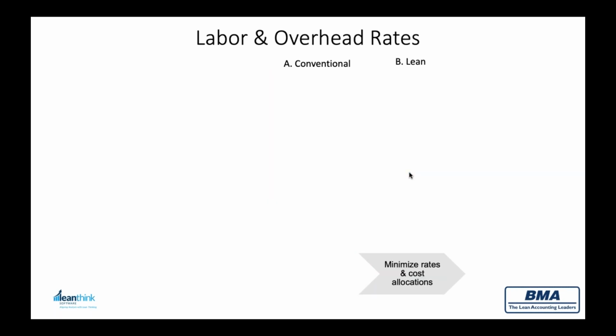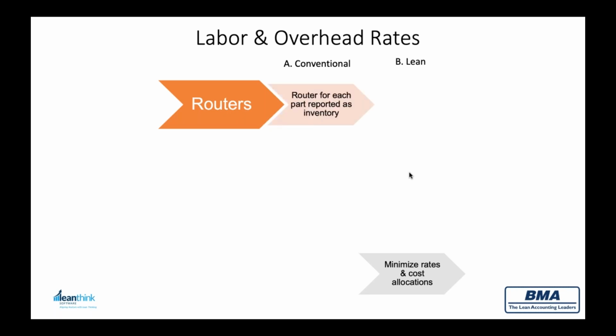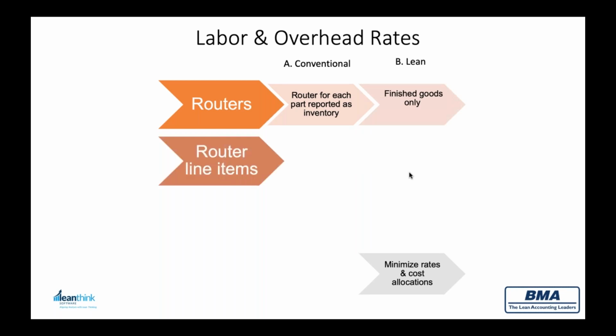Let's look at labor and overhead rates. And it's very, very similar. Your labor and overhead rates use routings or routers. So we have a router for each part reported as inventory. So if we reduce the number of sub-assemblies, we can just have a router for finished goods only. Then there's the line items in the router, which is really the production path that the product takes through operations. So each production step is a separate line item. A lot of that is done for reporting and control purposes. How can you minimize your router steps? How can you have maybe one line in your router, make the product?